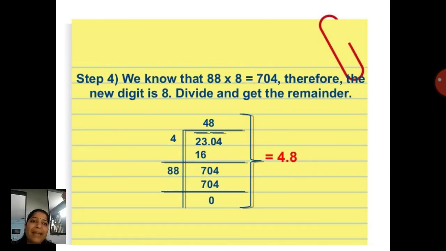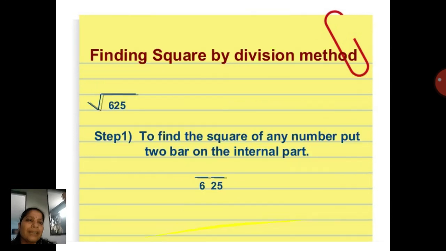So by multiplying 8 by 88, it is 704. So what are we getting there? 4.8. For 23 it is 4, and for 04 it is 8. As you know, in square root the number of decimal places will be half. If there are 2 in the number, then 1 will be in the square root. So we get 4.8.